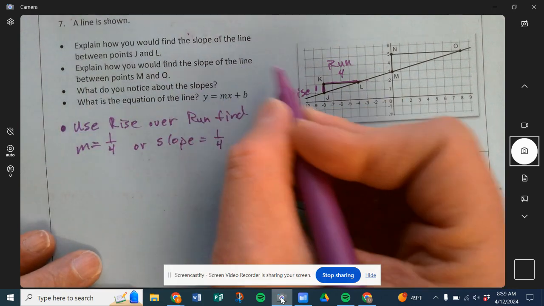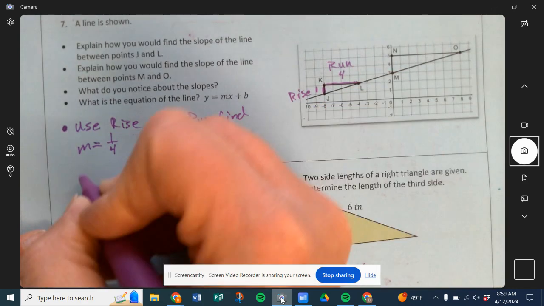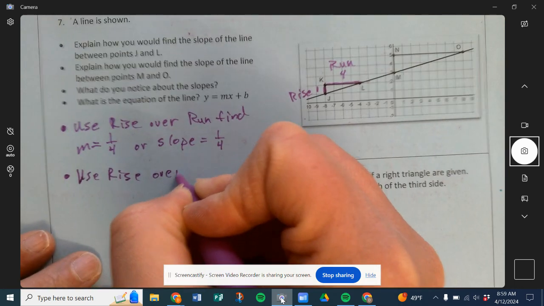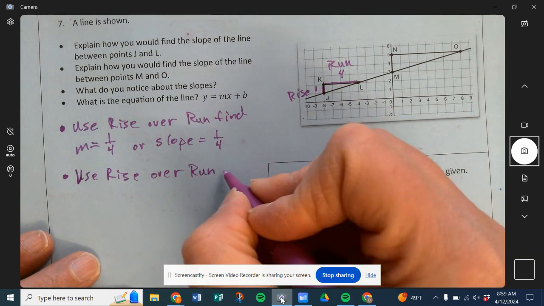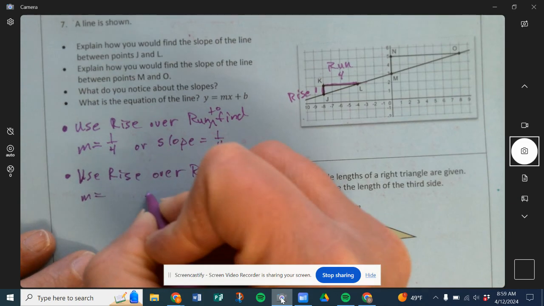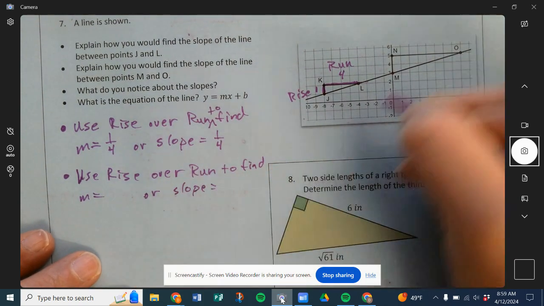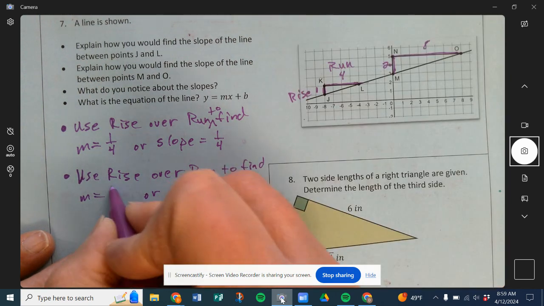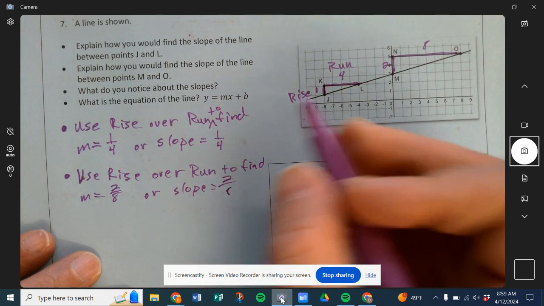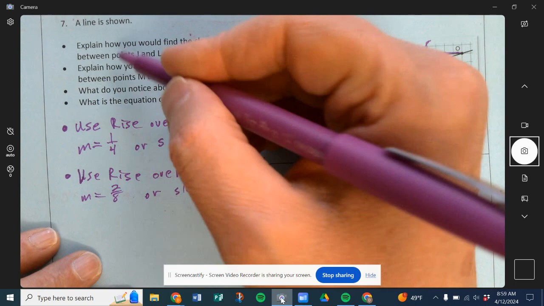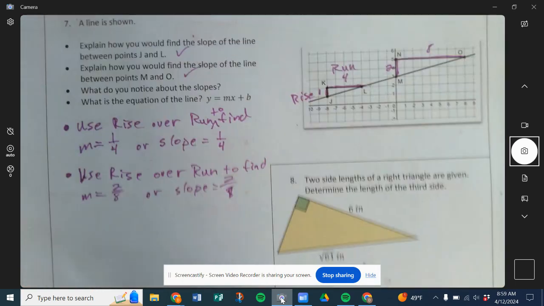Explain how you'd find the slope of the line between points M and O. Same thing, right? You'd use rise over run. You could say, I counted up and then I counted right to find m equals, or slope equals, 2, 1, 2, 3, 4, 5, 6, 7, 8, m equals 2/8, or slope equals 2/8. You'll notice how I'm organizing my answers, right? I have bullet points. I'm just bullet pointing my answers right there.